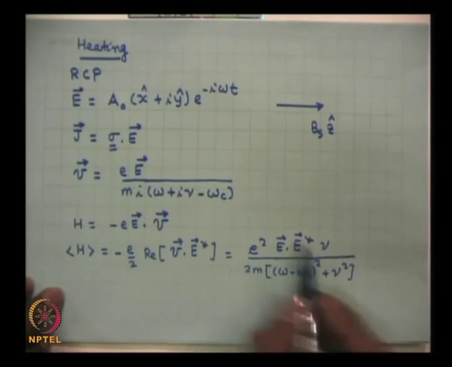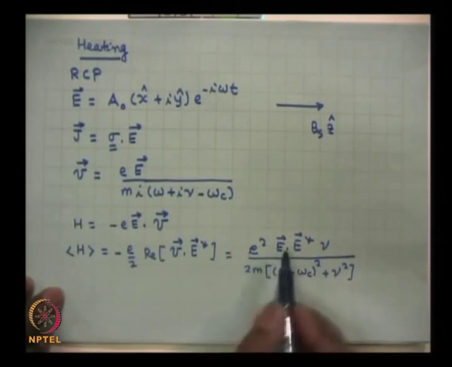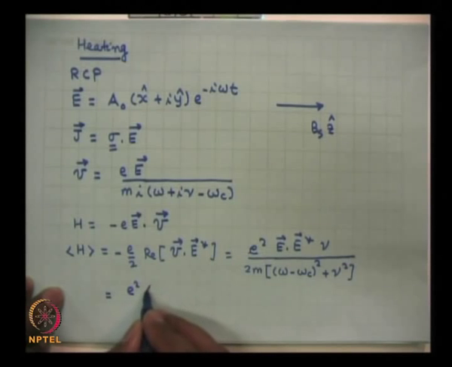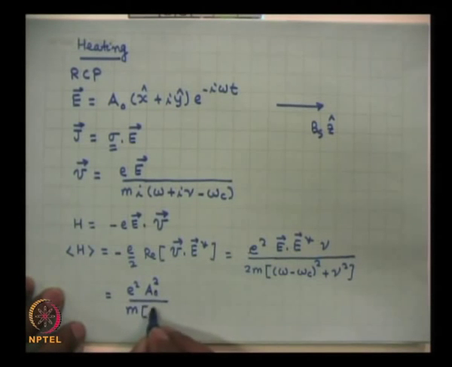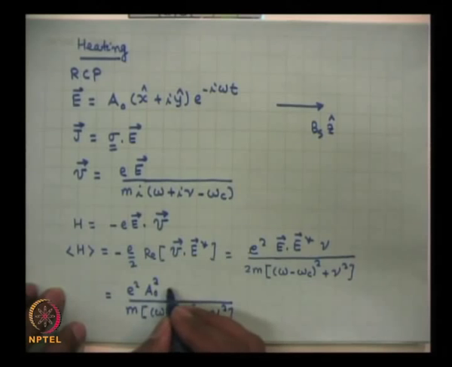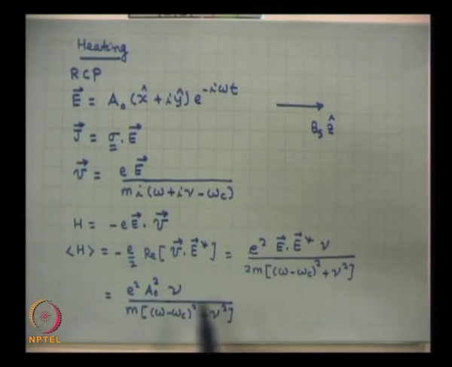And E dot E star, if you evaluate from here, will give you simply 2 A 0 square. So, H becomes equal to E square A 0 square upon m, omega minus omega c whole square plus nu square, into nu. Nu is the collision frequency in plasmas.